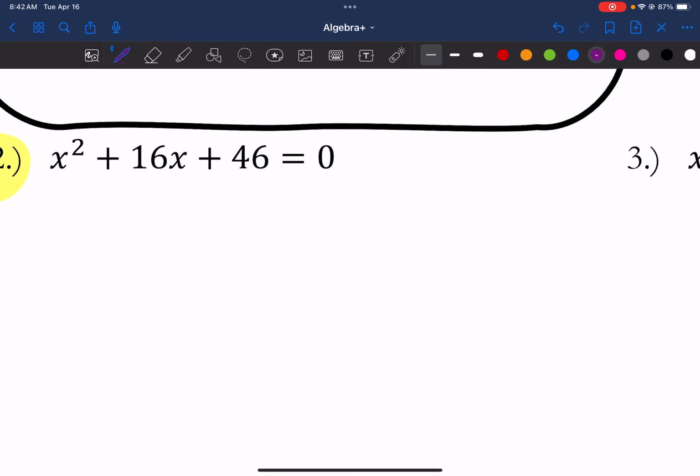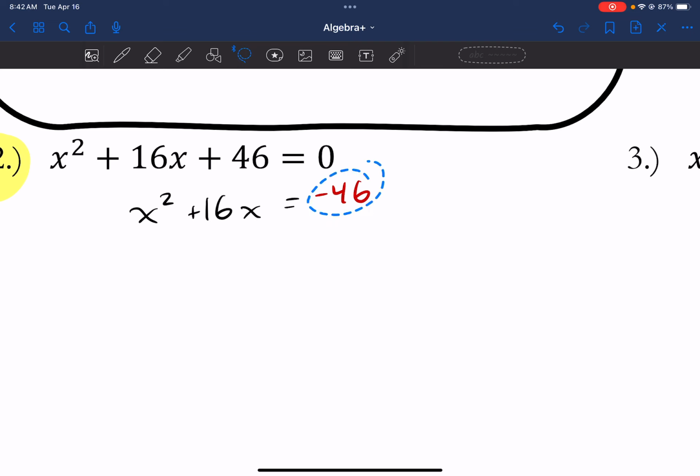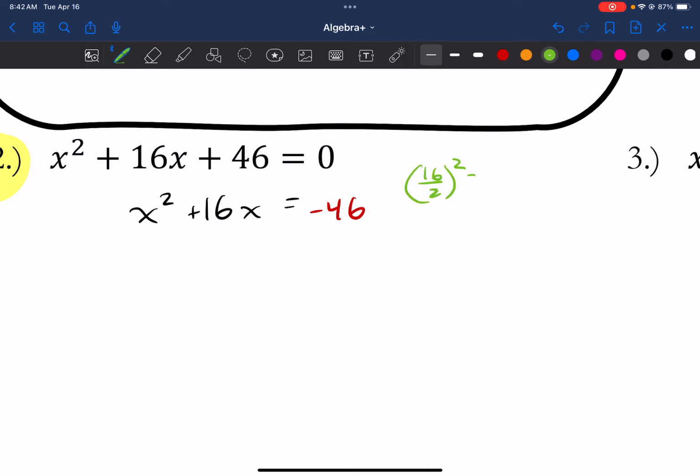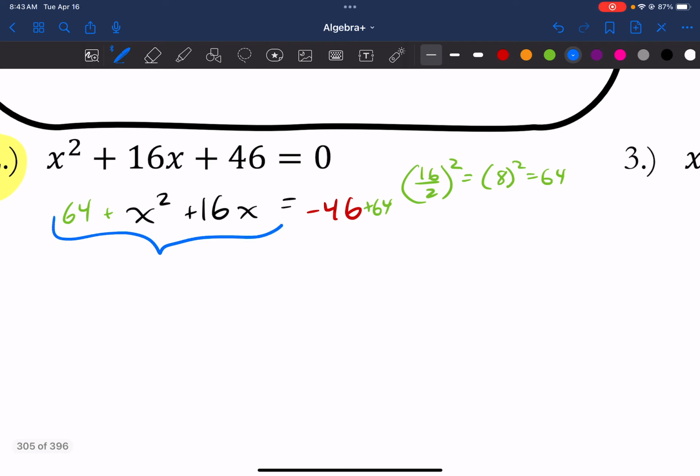I'm going to bring c to the other side, so I get a negative 46 on here, and x squared plus 16x equals. Great. Now I'm going to do my b over 2 squared, so 16 over 2 squared, which is 8 squared, 64. So I'm adding 64 to both sides. This allows me to factor this to x plus 8 squared, right here. And then the other side, when I do the math, gives me 18.